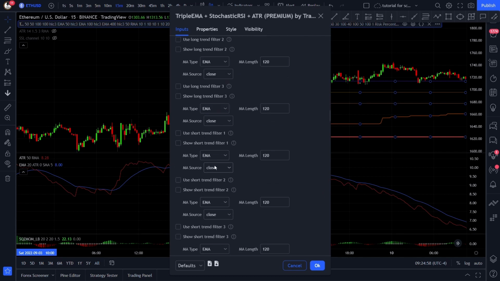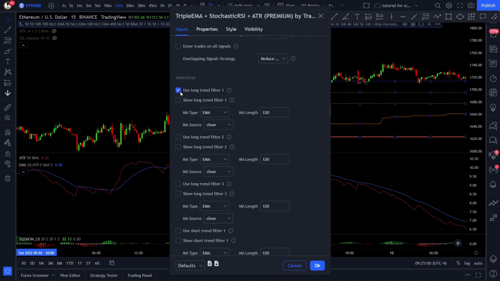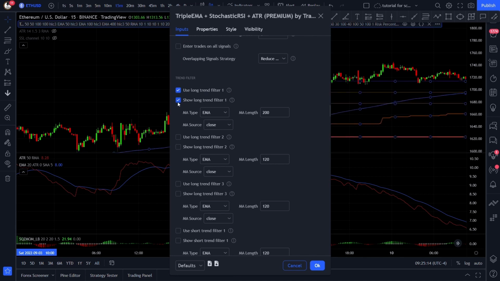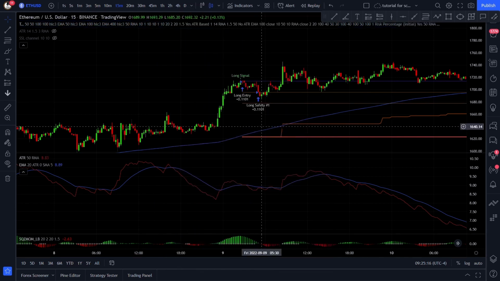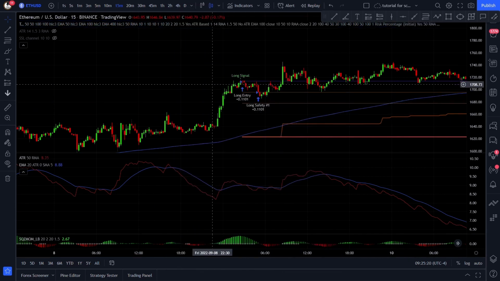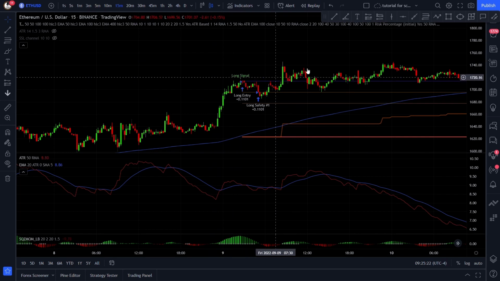If you want to filter long positions, tick the box next to it. To plot the moving average on the chart, tick the Show Long Trend filter. For example, set up a 200 length EMA. After activating this trend filter, looking at the chart, now you can see the EMA line right here. The rule is very simple. If the price closes above the EMA, the script is allowed to take long entries only.